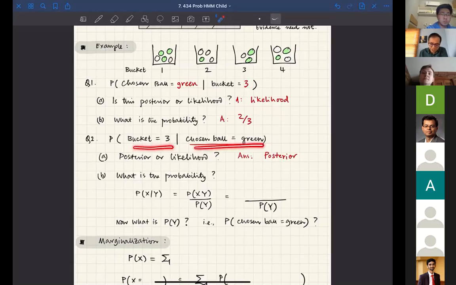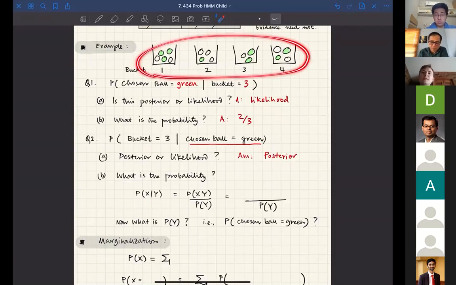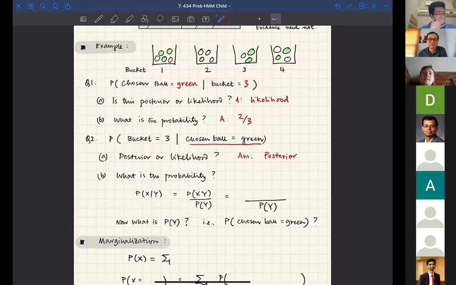P of bucket given chosen ball is green is like saying, imagine this is X and this is Y. So P of x given y, it's not obvious. Lucas, you said that I added up all the balls and I added up the green balls, right? But then you do not know with what probability I'm going to choose different buckets. Yeah, that's true. So this is the right way to do it. So this is the posterior.